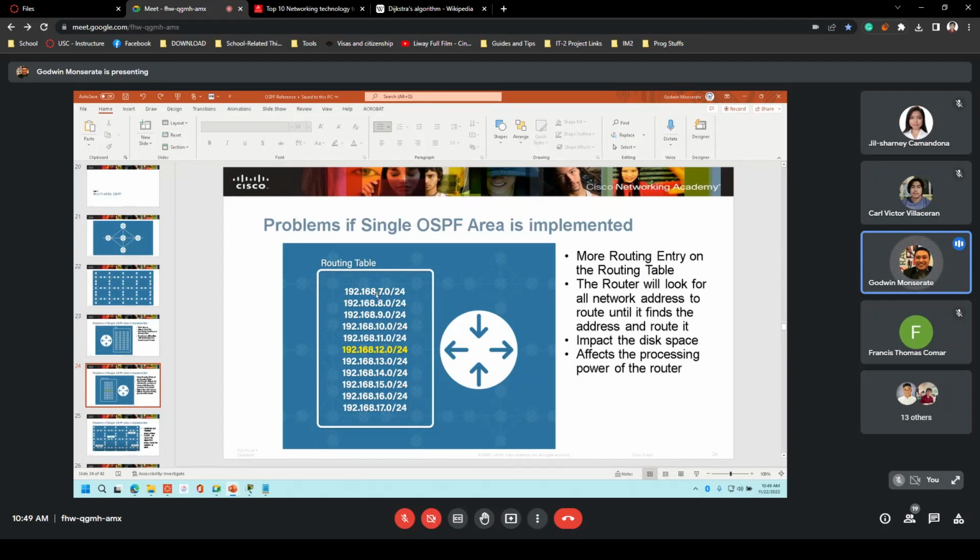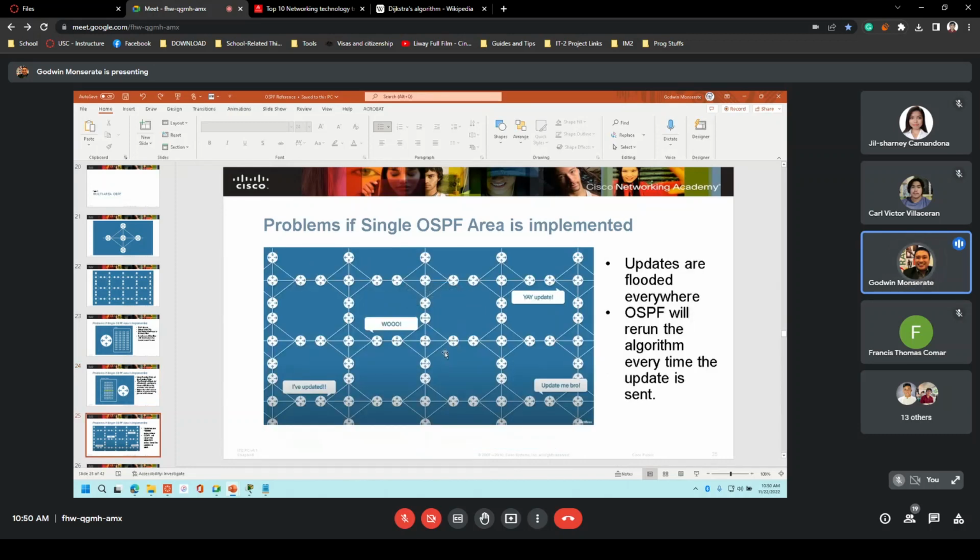Kung sa routing table naa kay mga different IP addresses, no? It must be contiguous, sunod-sunod. Nya mangita siya sa route. So kung naa kay 500 or 50 ka buok, pangitaon to niya sa 50 asa dito ang network, it will take time. Di ba? Sakto? No? The router will look for all the network addresses to route until it finds the address and route it. So pangitaon pa niya. So it affects now your overhead. Now, every time an update is given, OSPF will rerun the algorithm every time the update is sent.